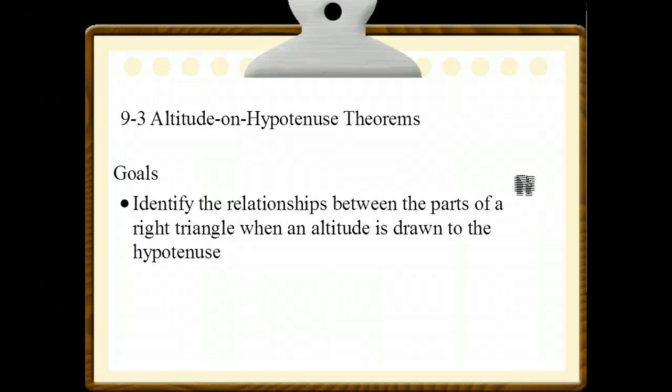Welcome to Chapter 9, Section 3, Altitude-on-Hypotenuse Theorems. In this section, we're going to identify the relationships between the parts of a right triangle when an altitude is drawn to the hypotenuse.